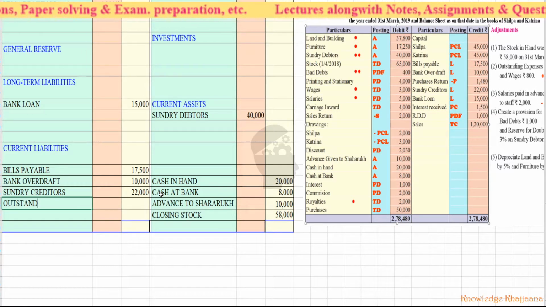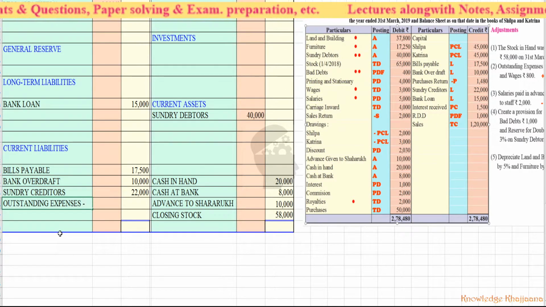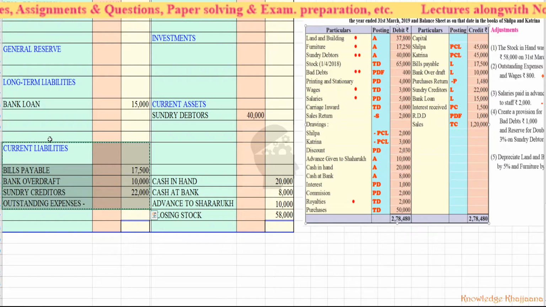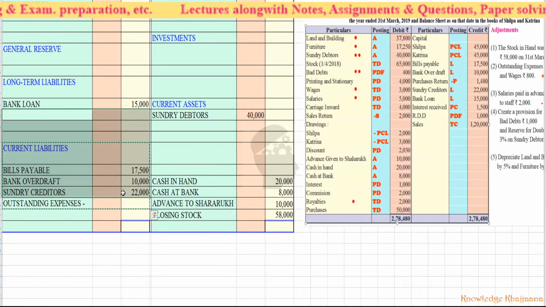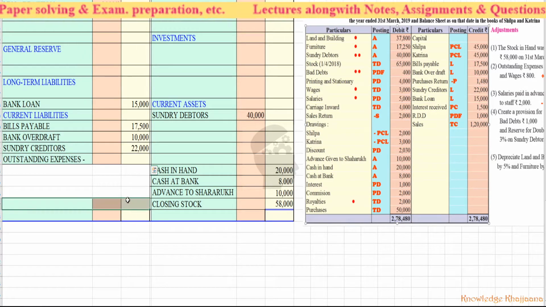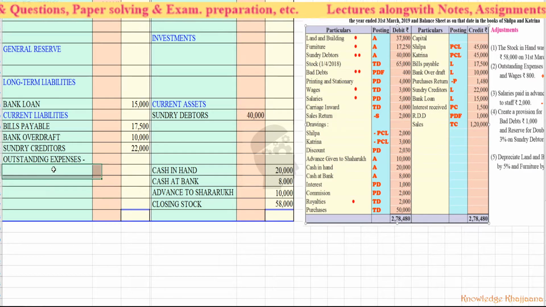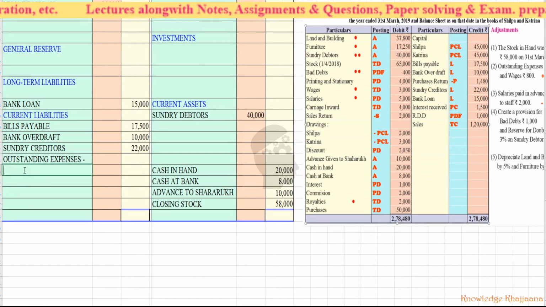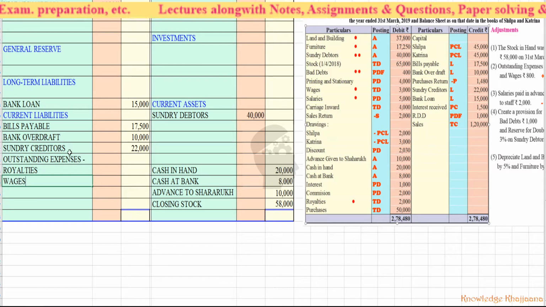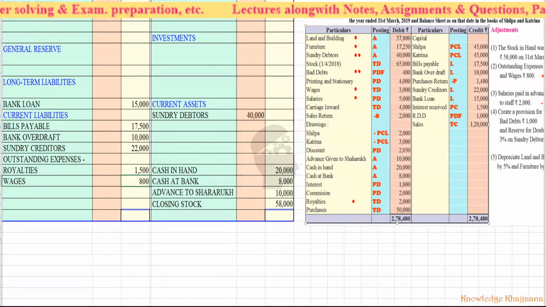Outstanding expenses. Which are the two outstanding expenses? Royalties and wages are the outstanding expenses. How much of royalties are there? 1500. Outstanding wages rupees 800. Right?